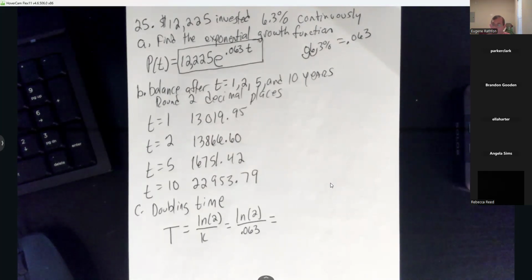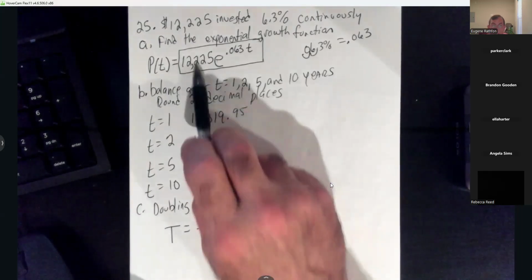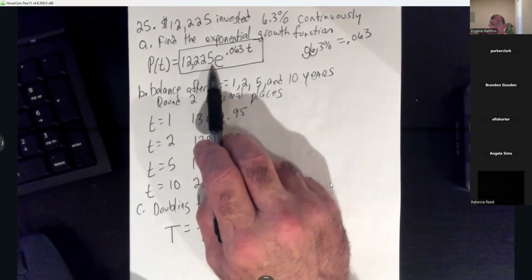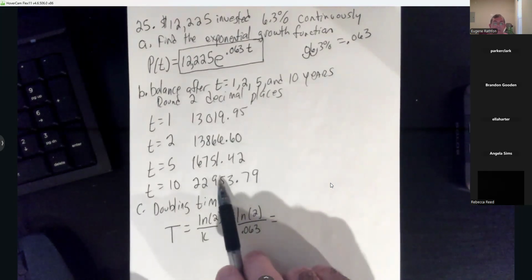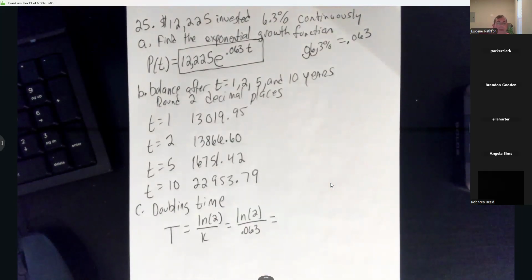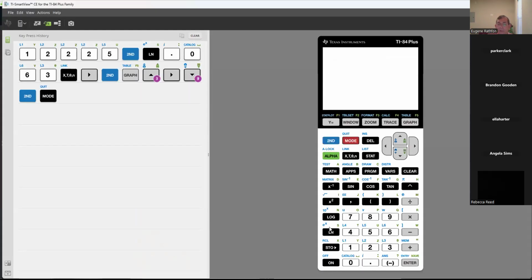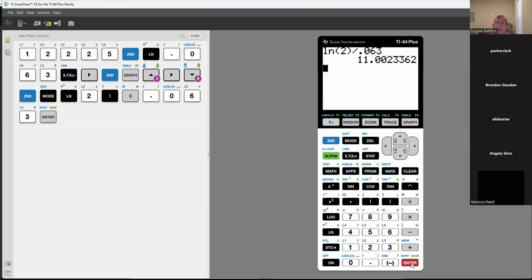And let's see, I know this. At 10 years, I'm not quite double, because double would be like 24,450. So it's got to be a little bit more than 10 years. So y'all, let's push that in and see what we get. I'm going to go back to the front, and I'm going to do an ln of 2 divided by 0.063. Tiffany, I think y'all are right. You and Brandon, I think, are right. And I get 11.0. So just remember, they want you to round to 1 decimal place.